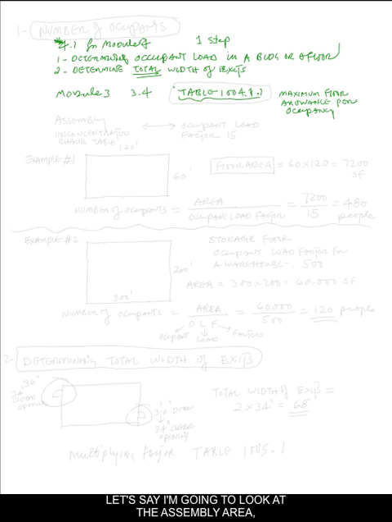Let's say I'm going to look at the assembly area, and I'm looking at an assembly area which is unconcentrated, with tables and chairs. If I look at the assembly area on that chart, with unconcentrated tables and chairs, the occupant load factor is 15.